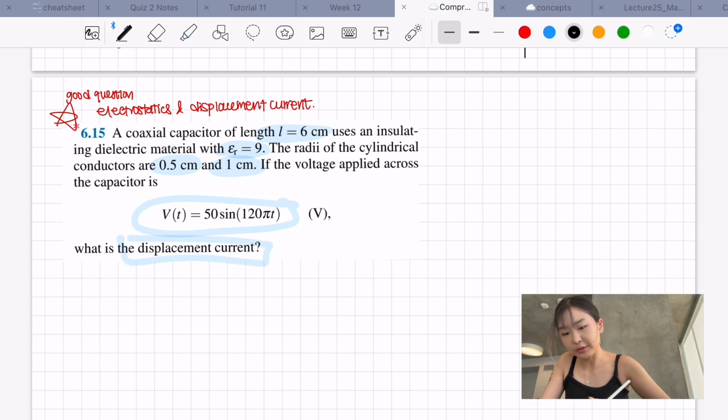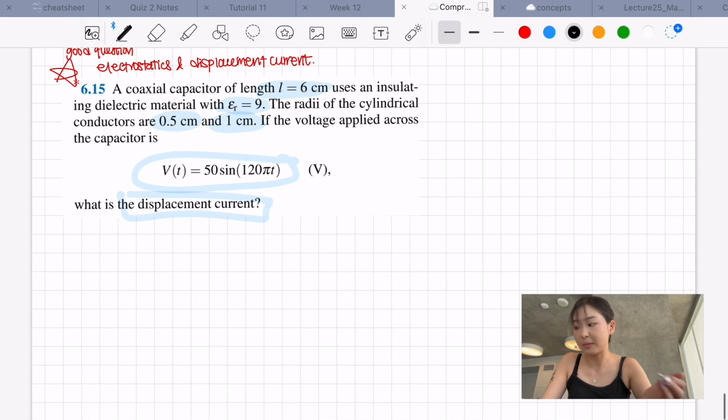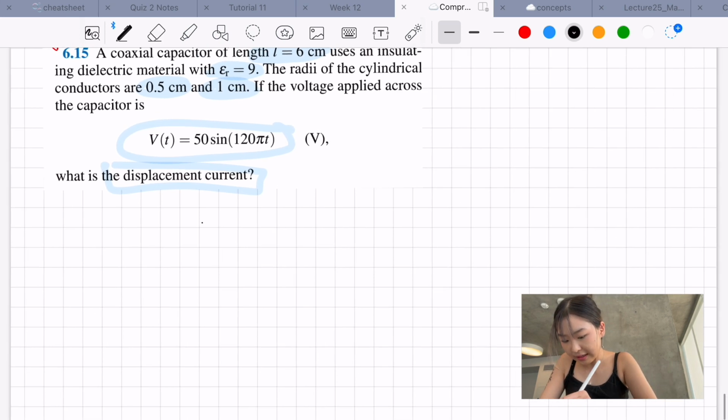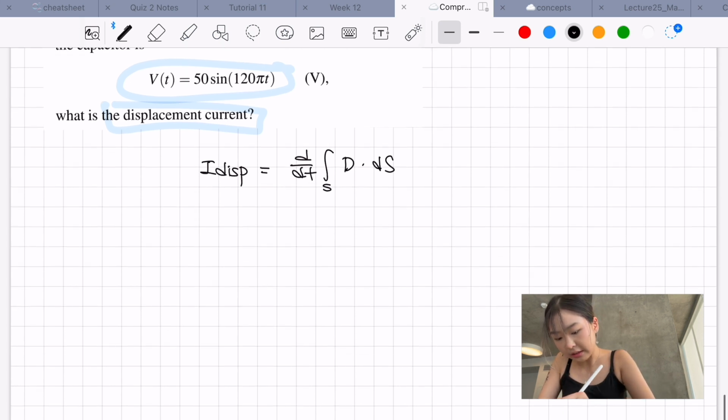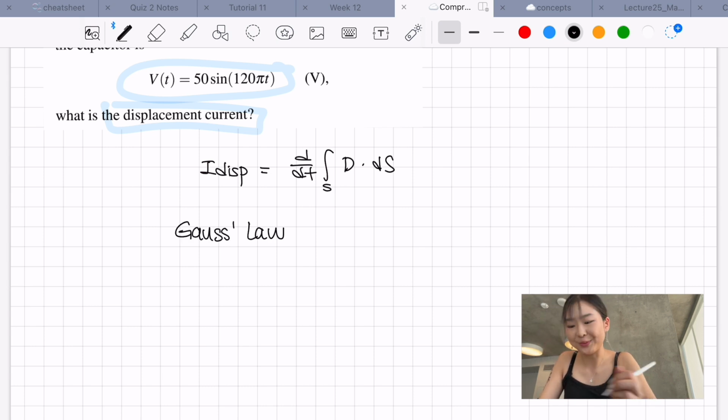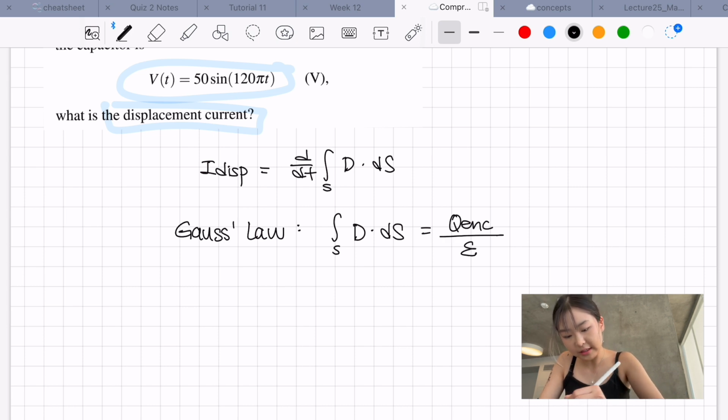So the first approach you want to take is to write down the equation for the displacement current, which is what they're asking. So I displacement is d over dt, integral D dot dS. Here it's useful to talk about Gauss's law, because this part of the equation probably looks familiar to you. Gauss's law is the integral over S of D dot dS is equal to Q enclosed over epsilon. So here you're talking about the dS, and this talks about the surface area.